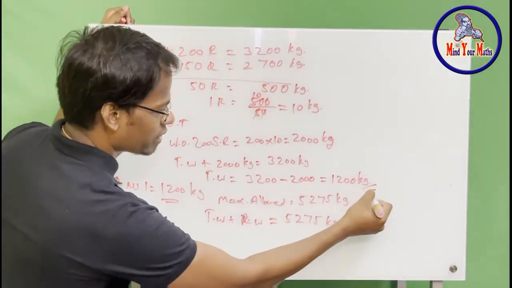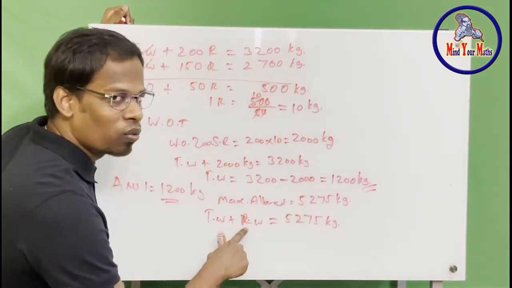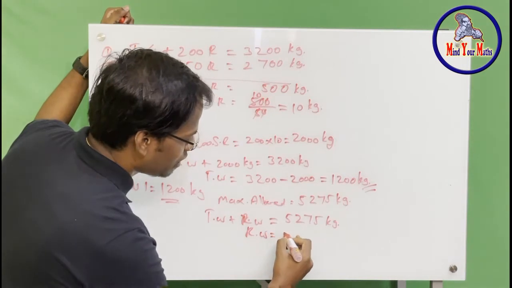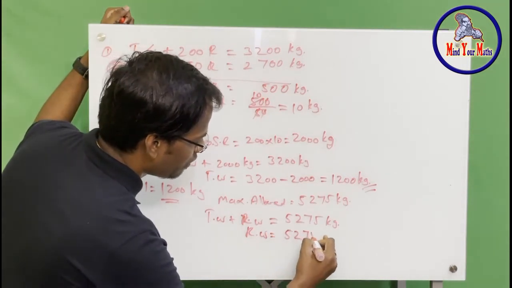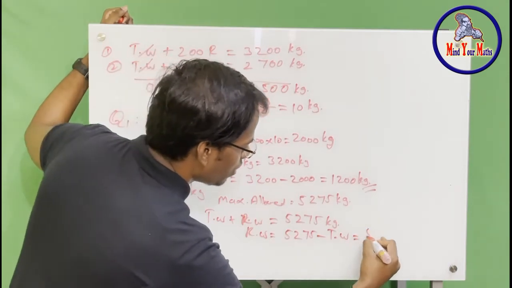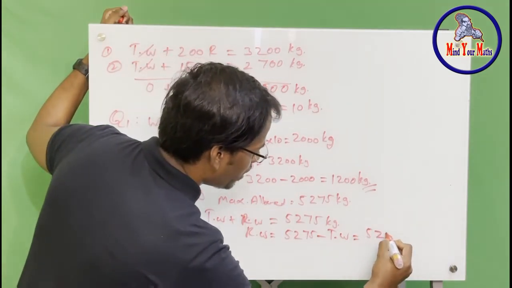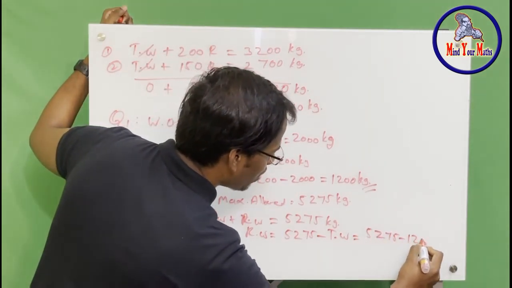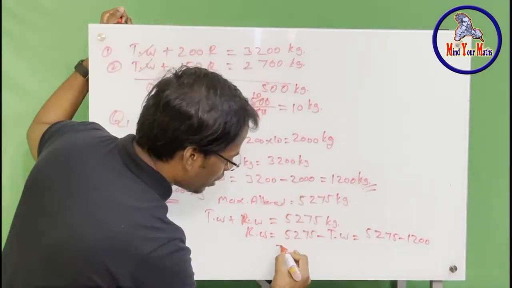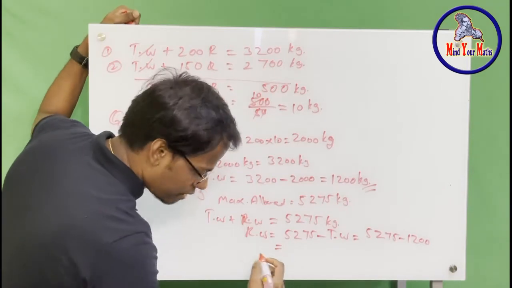So now we know what is the weight of the truck. Here we found it. So we just need to find what is the rice weight. In that case, rice weight is equal to 5,275 minus truck's weight, which is equal to 5,275 minus 1,200. That's what the truck's weight is, right? Okay, which is equal to how much?